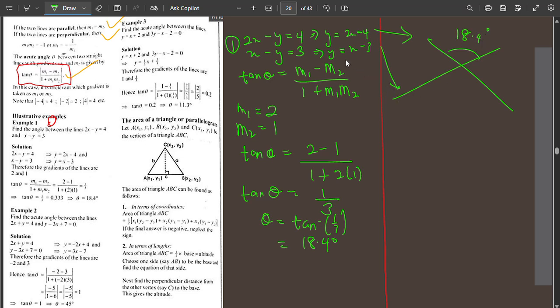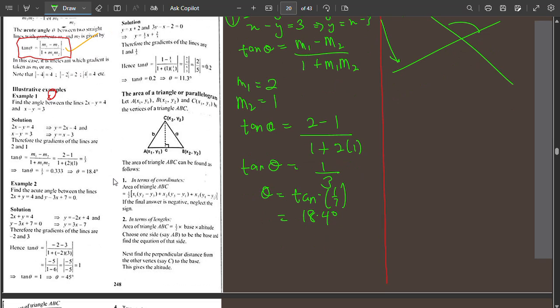Perfect. So let's take example 2. You should take note of this. Whenever you are finding the acute angle, you take the absolute value of whatever is on the right side of the equal sign. Before, we were taking the whole thing. There was no absolute. We were finding the angle.